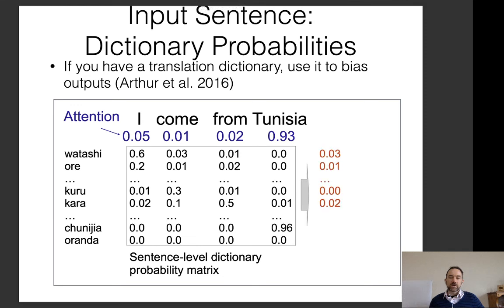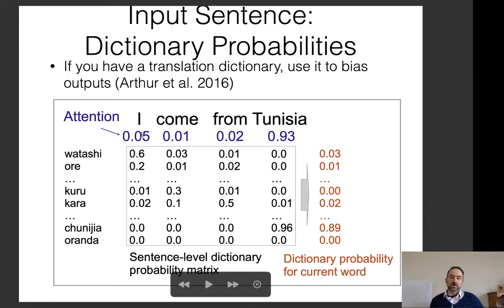And then based on this, we do an interpolation according to the attention values to get a dictionary probability for the current word. And here, if we have a lot of attention on Tunisia, and our dictionary says very strongly that this should be translated into Chunijia in Japanese, for example, then this will give us a very high dictionary probability, which in turn will allow us to upweight the probability on the output side. And this can be useful for generating rare words if we have an accurate dictionary over the translations of rare words.